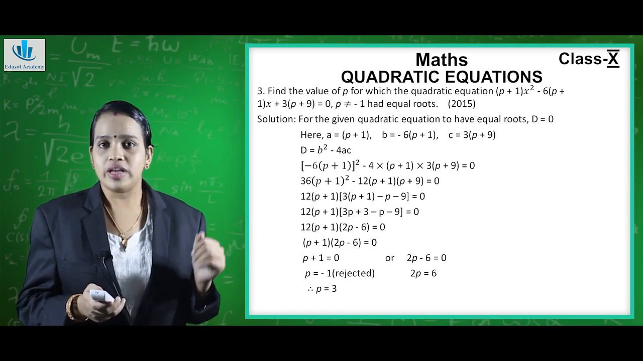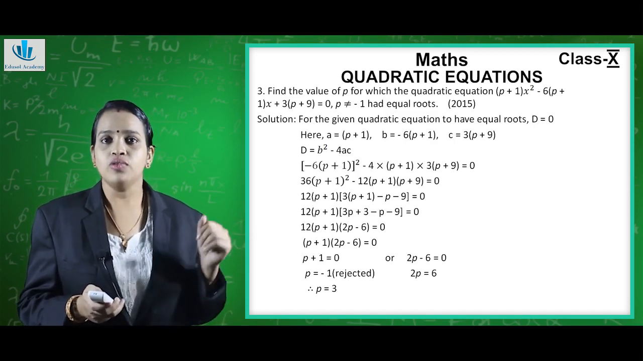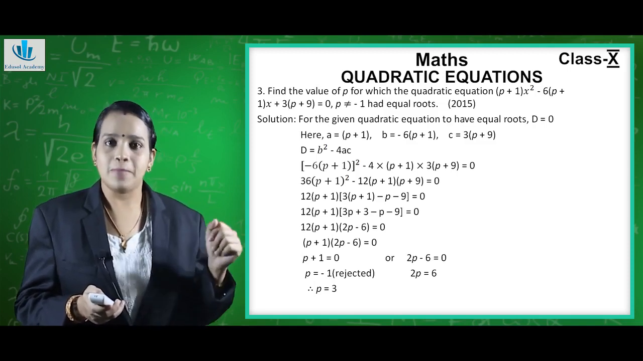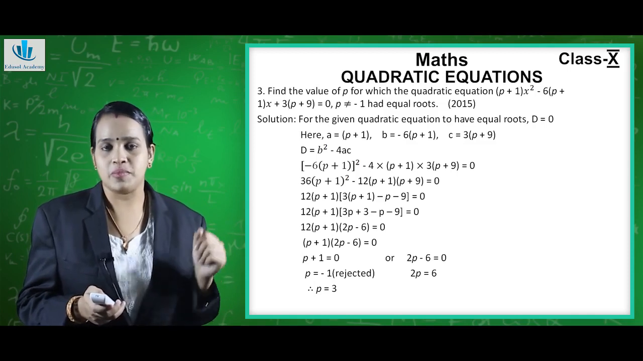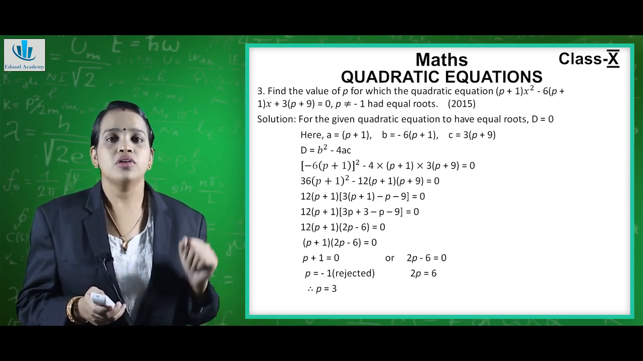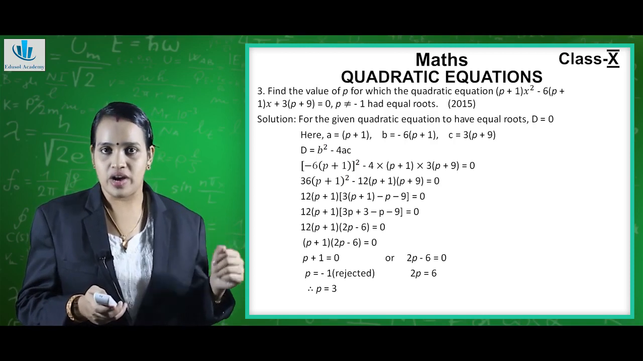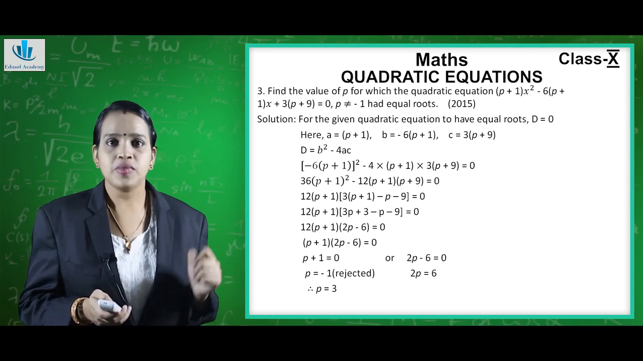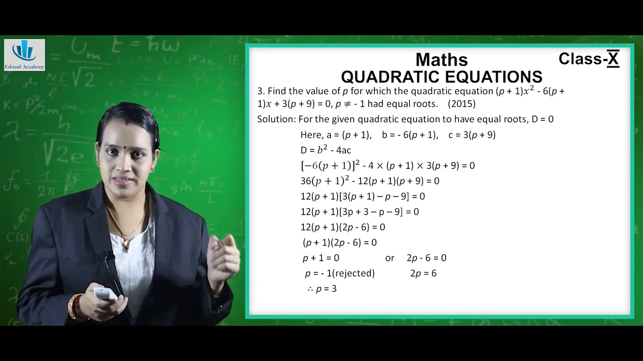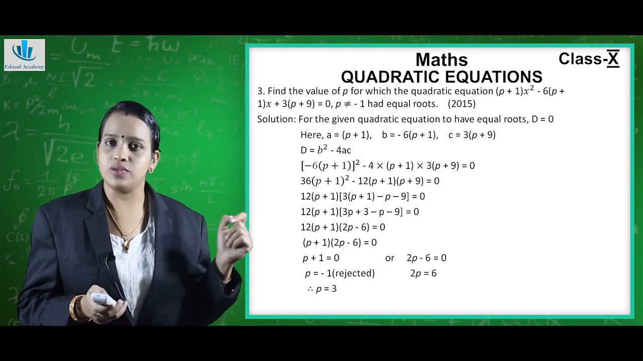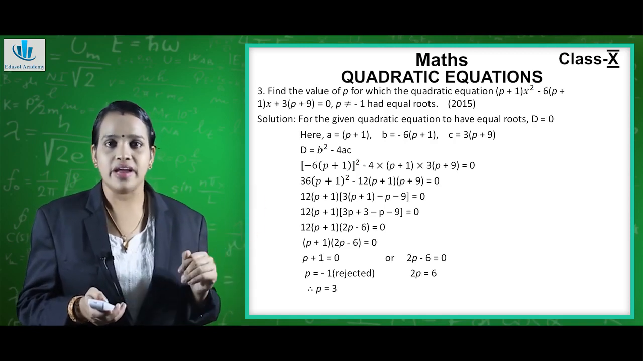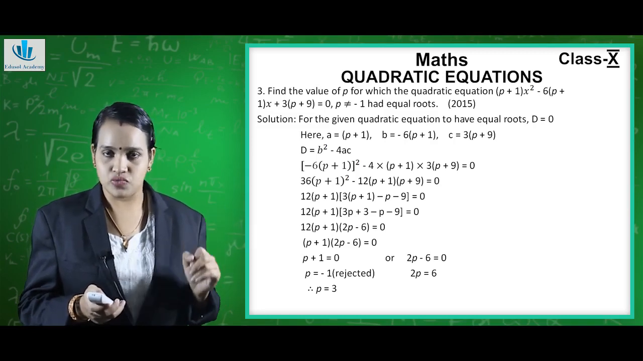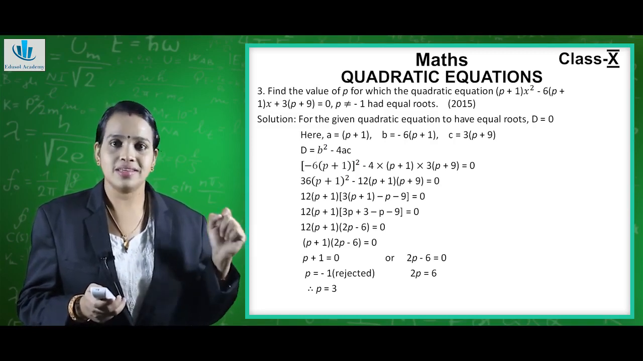So 12 into (p plus 1) into, now we will open this bracket by multiplying by 3: 3p plus 3 minus p minus 9, which is equal to 0. So 12 into (p plus 1) into, now here 3p minus p gives 2p, plus 3 minus 9 gives minus 6. So 2p minus 6 is equal to 0. When we take 12 to the other side and it divides 0, it gives 0. So what remains? (p plus 1) into (2p minus 6) is equal to 0.